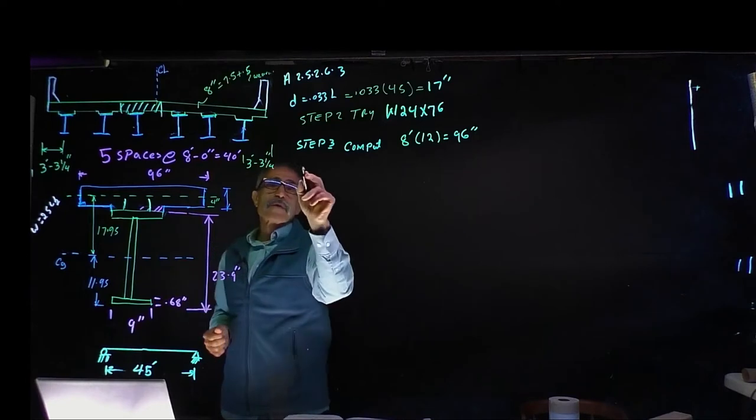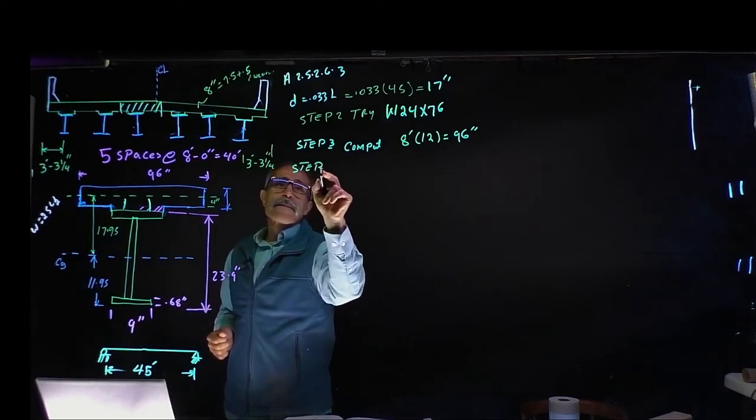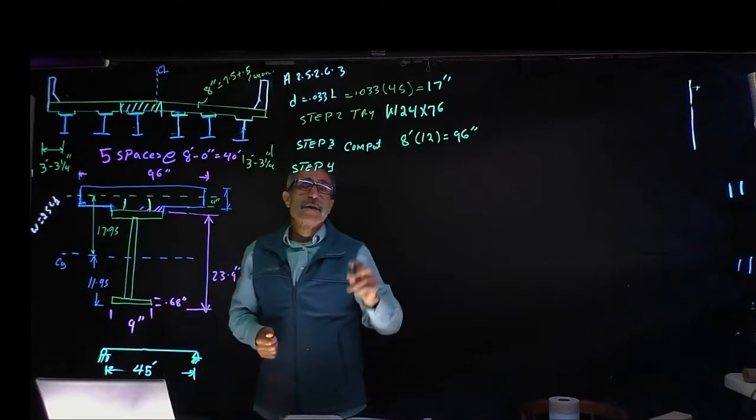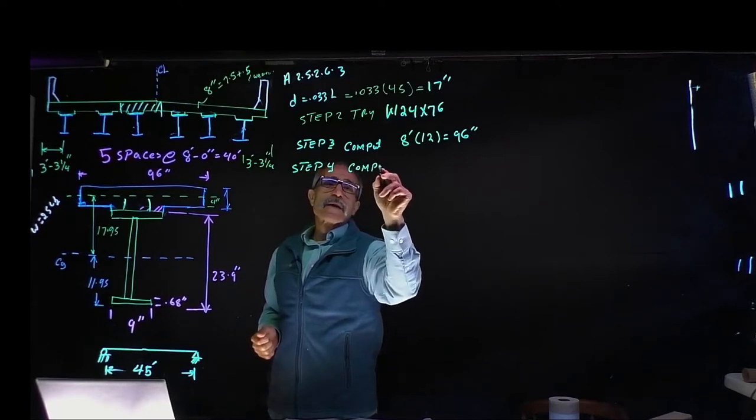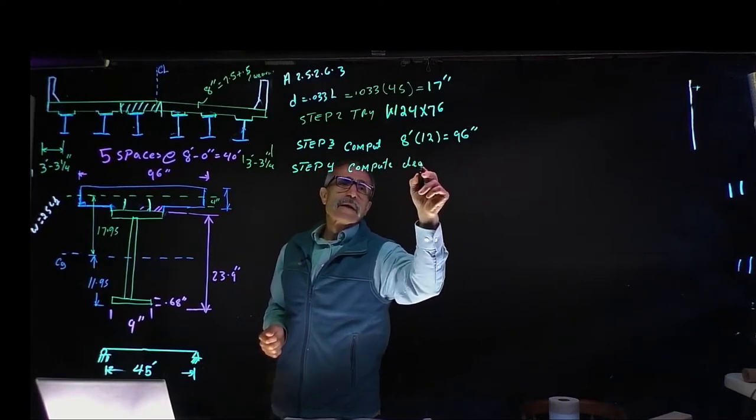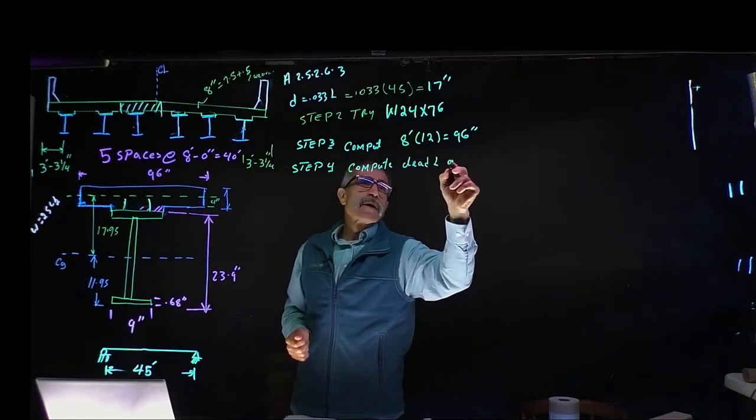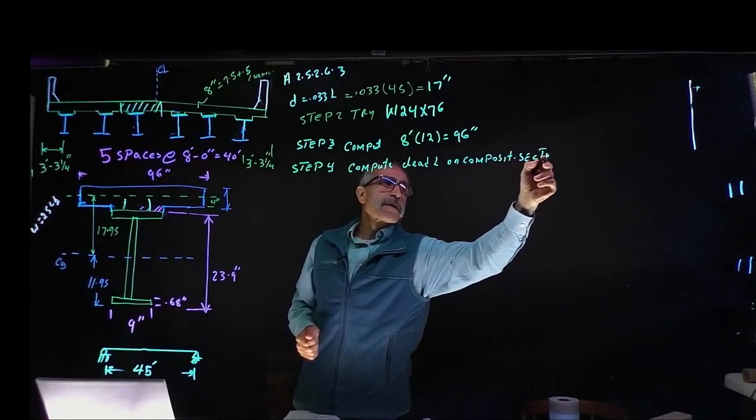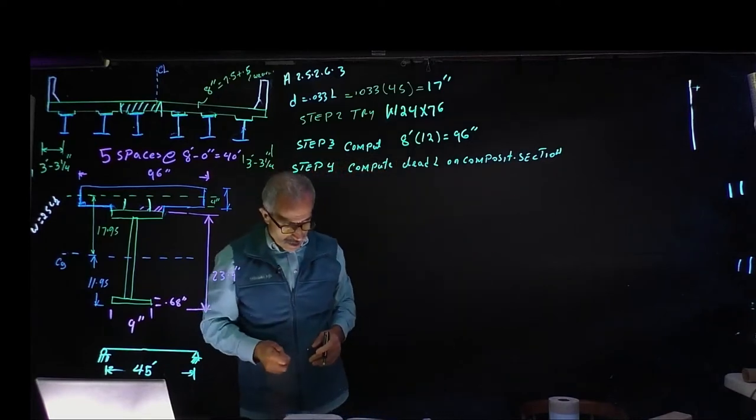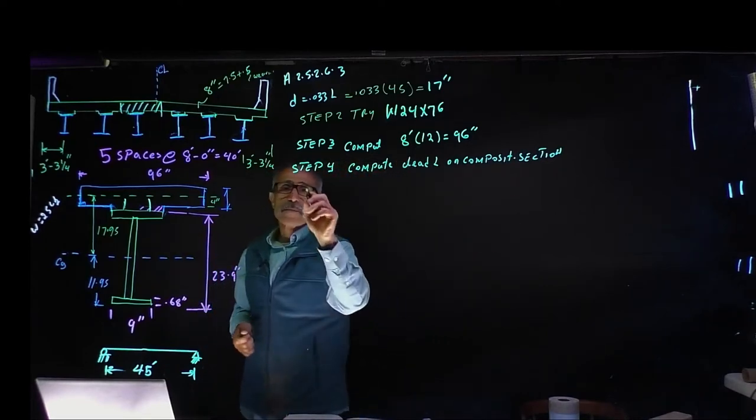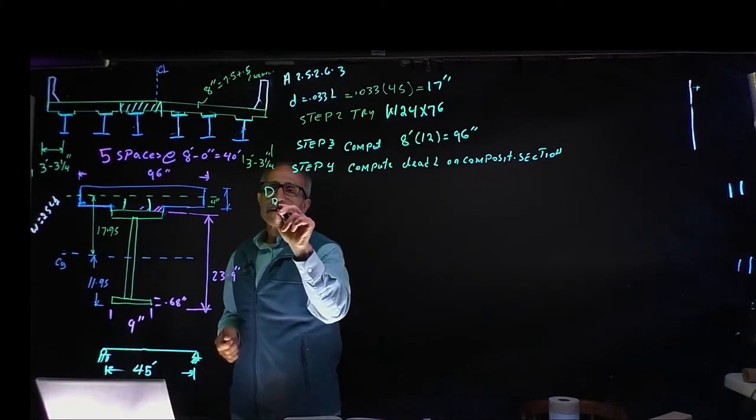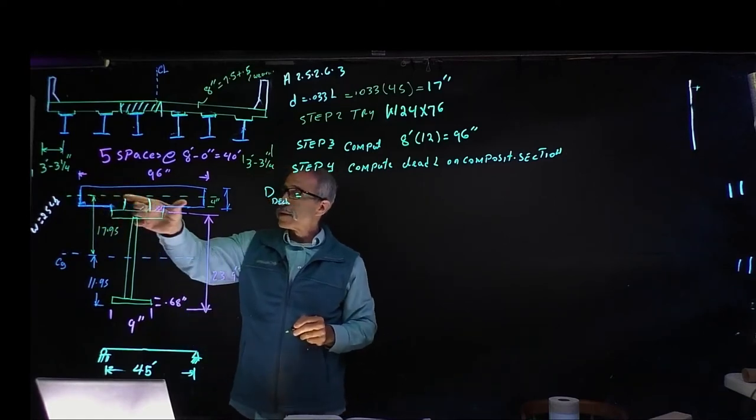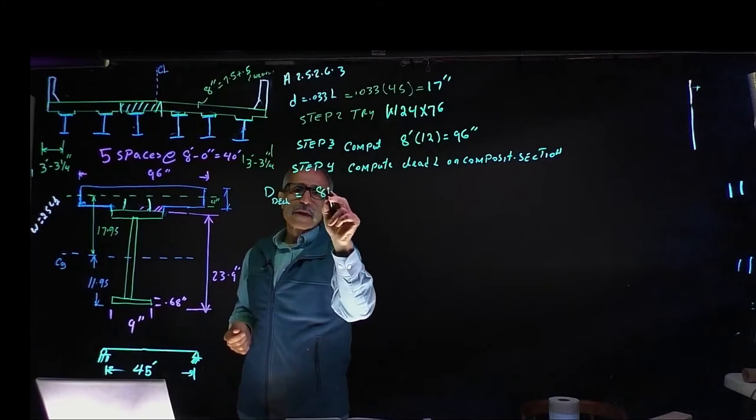Then we're going to go to step number 4, and we're going to compute the dead load on the composite section. Let me write this down. Dead load on composite section. I took the whole screen. We're going to start out with the deck slab. We know this portion is 96 inches, or 8 feet, so we have 8 feet right here.